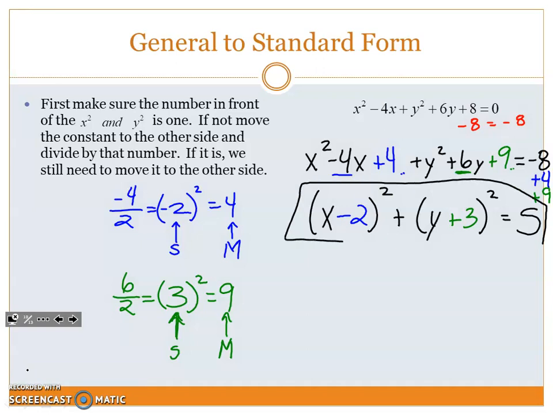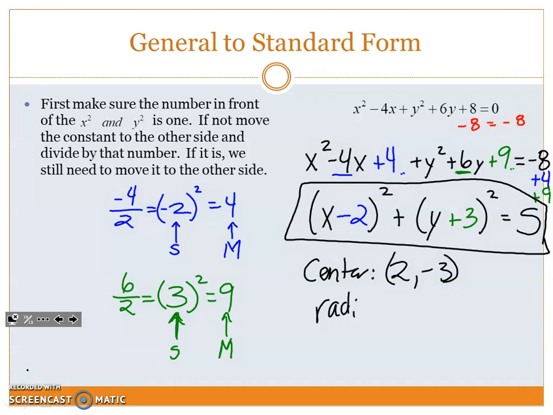So the equation of the circle that I get is x minus 2 squared plus y plus 3 squared equals 5. Now we've got that set up. I can tell you what the center is. The center is 2, negative 3. And I can tell you what the radius is. The radius here would be a square root of 5. Okay? Let's do one more just to make sure you guys got it.